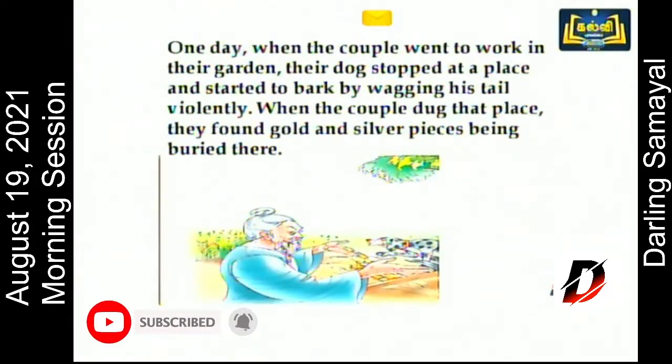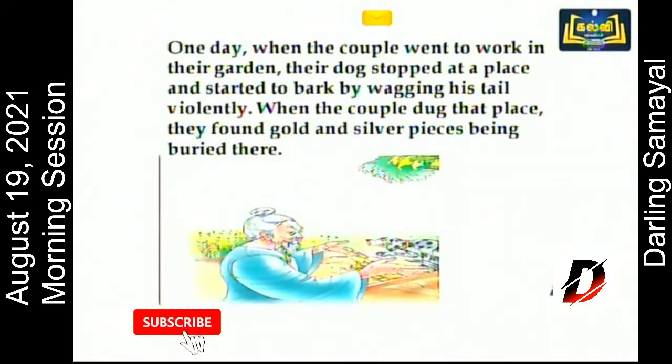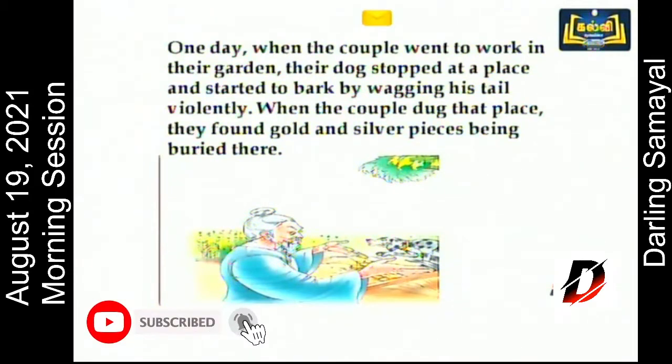One day, when the couple went to work in their garden, their dog stopped at a place and started to bark, wagging his tail violently. When the old man took the dog to the garden, suddenly the dog stopped in a particular place and started wagging its tail and barking. So this made him think, what is there? Why is it suddenly barking? When the couple dug the place, they found gold and silver pieces buried there.